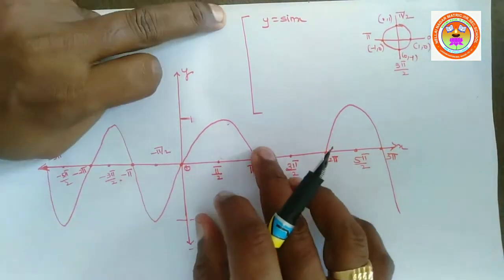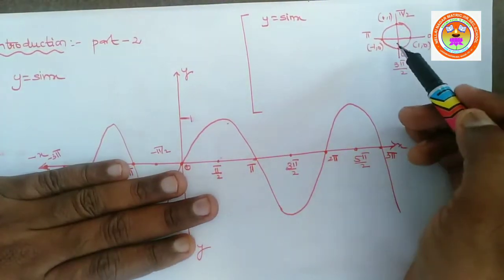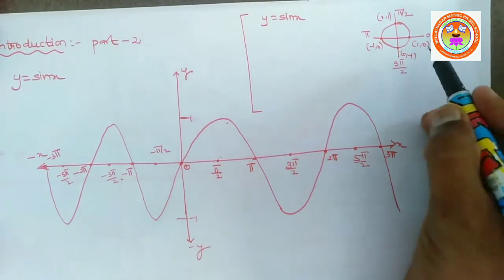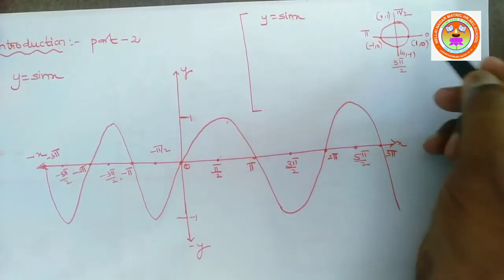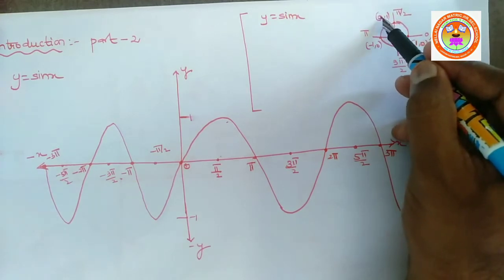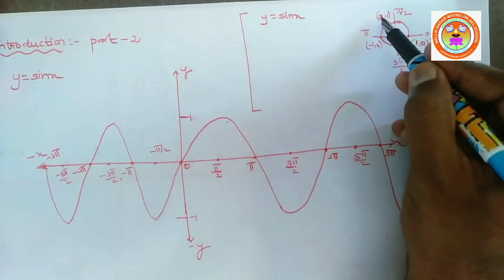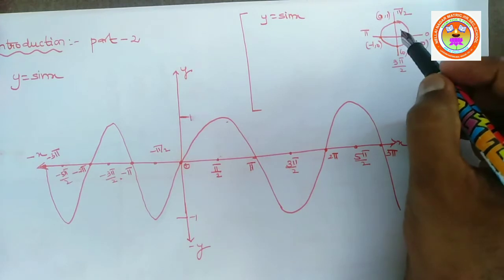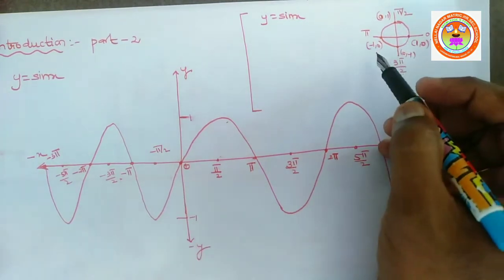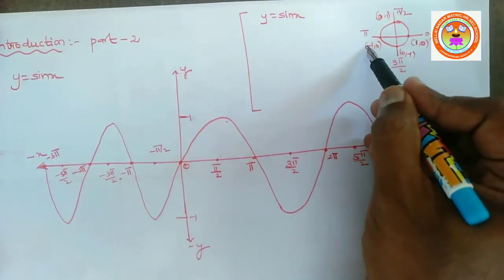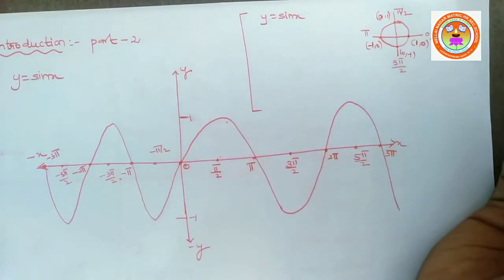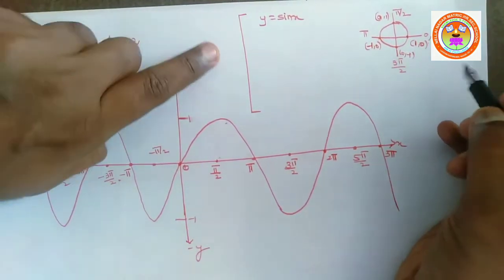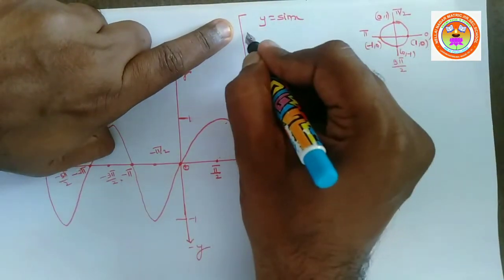We have studied in the previous video session how to find the values using the unit circle. The first coordinate is cos and the second is sine. This is what we are going to find, so I am going to apply it to y equals sin x.